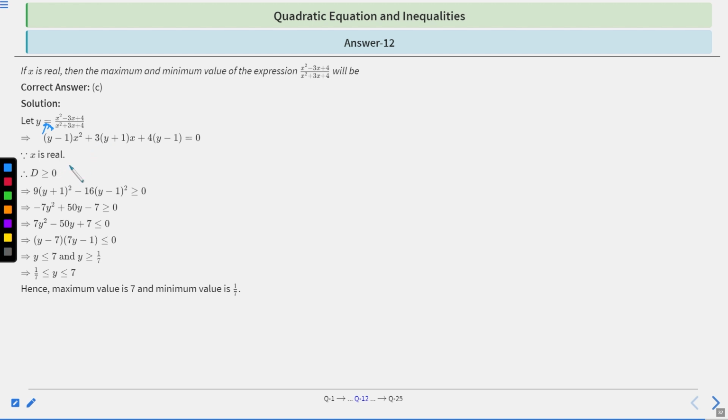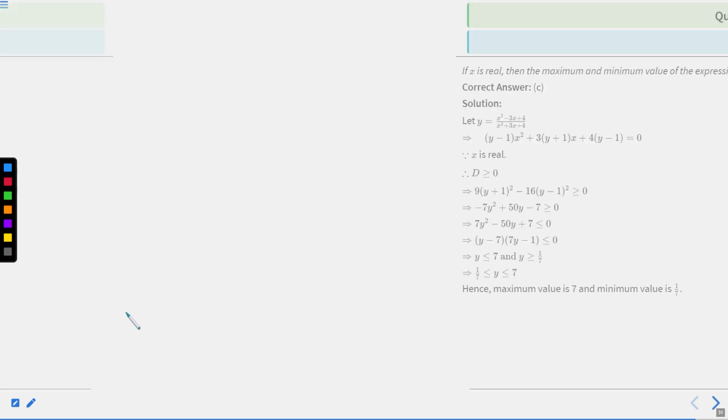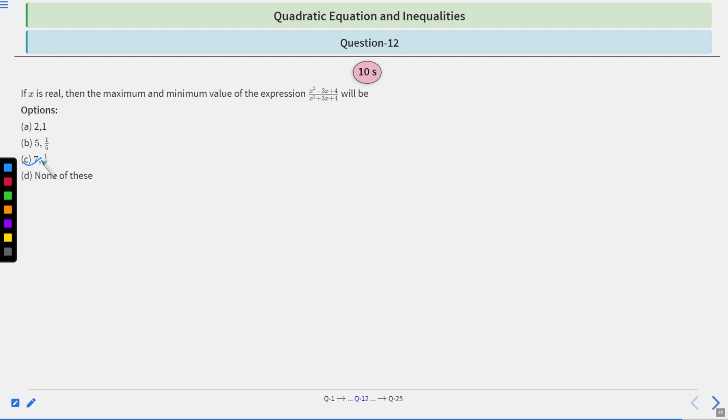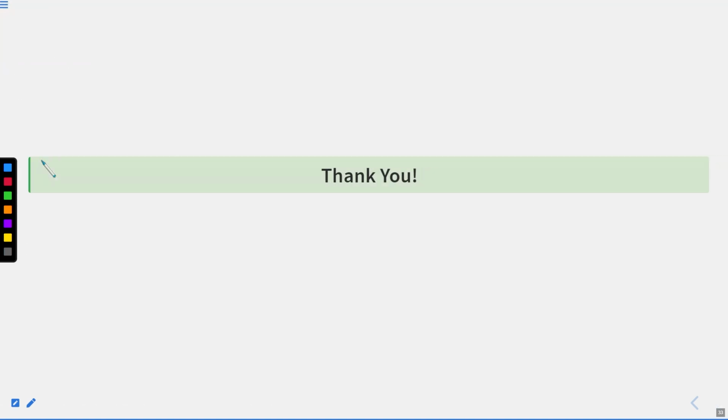Now since x is real, the discriminant will be greater than or equal to 0. So 3 times (y plus 1) square means 9 into (y plus 1) square minus 16 (y minus 1) square greater than or equal to 0. After solving this, we get y less than or equal to 7 and y greater than or equal to 1 by 7. So y is between 1 by 7 and 7. Hence the maximum value is 7 and the minimum value is 1 by 7. So option C is the right choice. Okay, thank you so much.